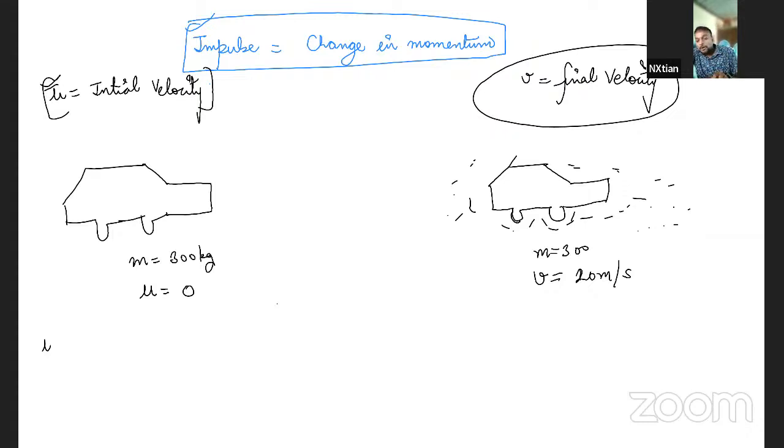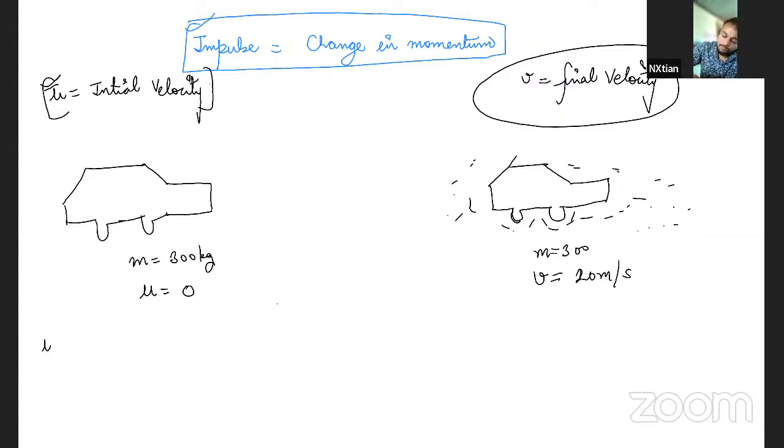Before, because there is no velocity, the momentum is different. And now because of the more velocity, the momentum is different. As I told you, momentum depends on mass as well as velocity. So because velocity changes, the momentum will change. Yes or no, guys?